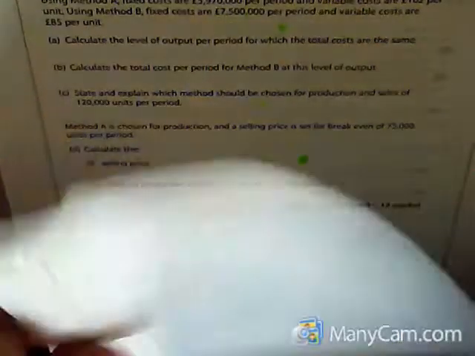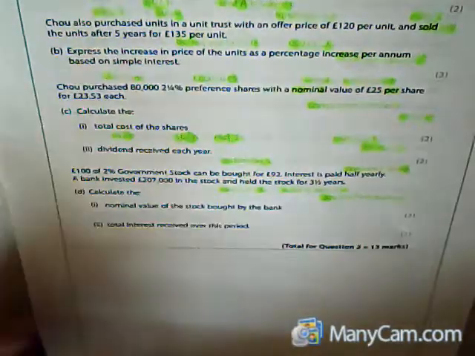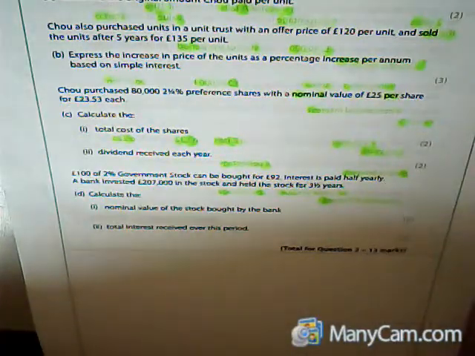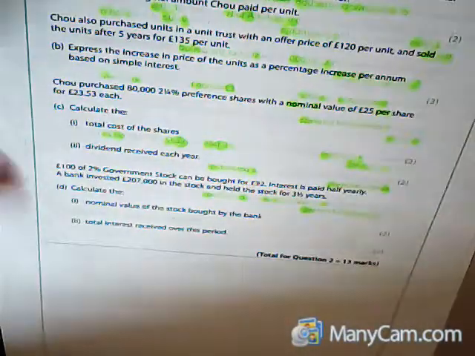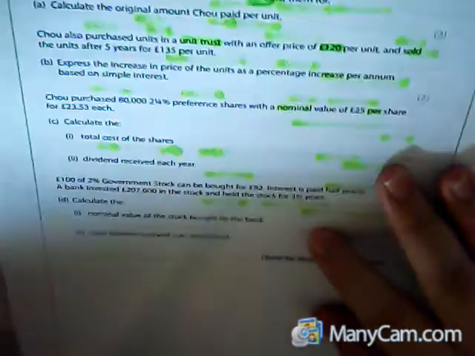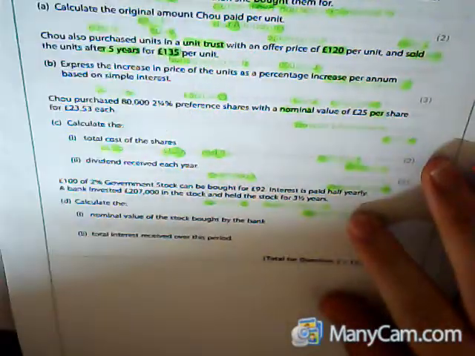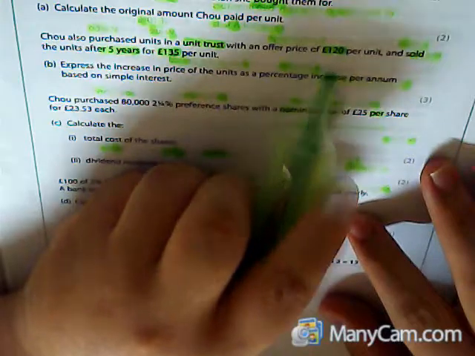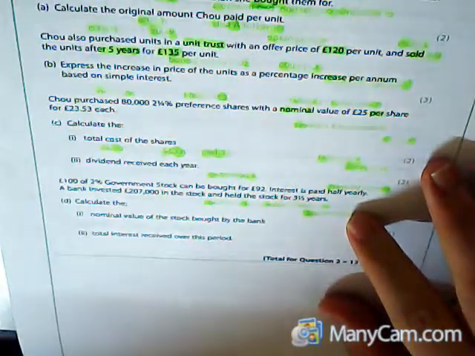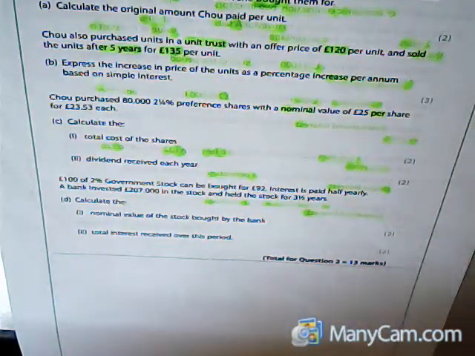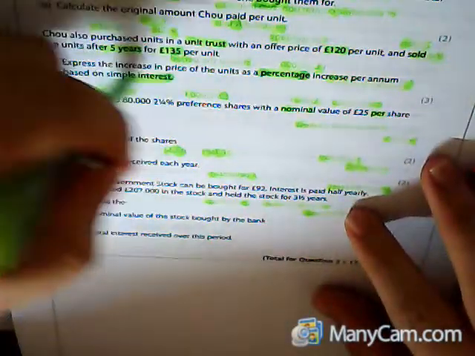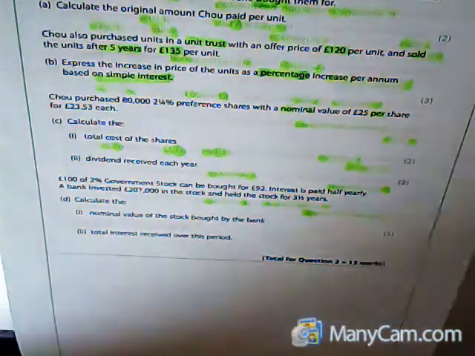Now look at the second part, B. What do they ask? They say Chow also purchases units in a unit trust. The offer price is 120 per unit, and after 5 years we get back 135. So this one is the purchase, this one is the selling. Okay. Now express the increase in price of the units. He wants the percentage increase and simple interest. Are you ready?